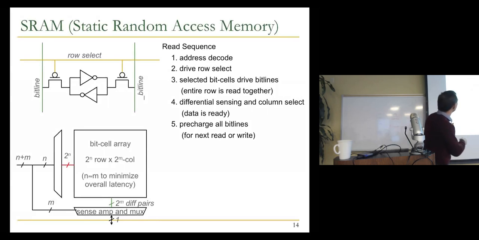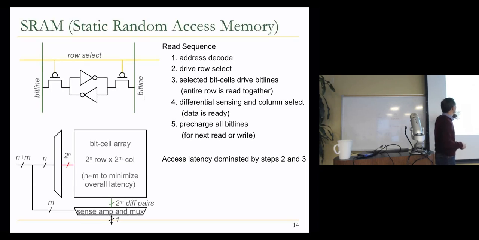And these are the different steps. You first need to do the address decode, which enables you to drive the row select signals for a row. And the selected bit cells drive the bit lines. The entire row is read together. And they're differentially sensed. And the column is selected. And at the end of the access, all bit lines are precharged for the next read or write.